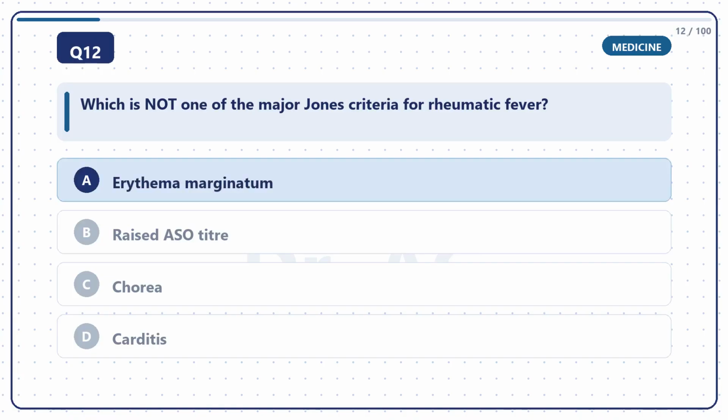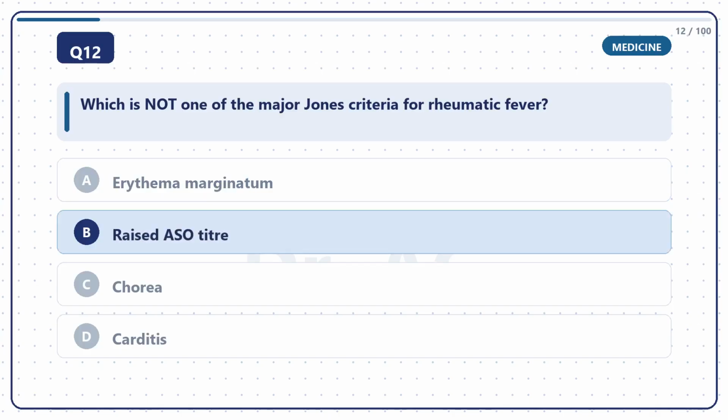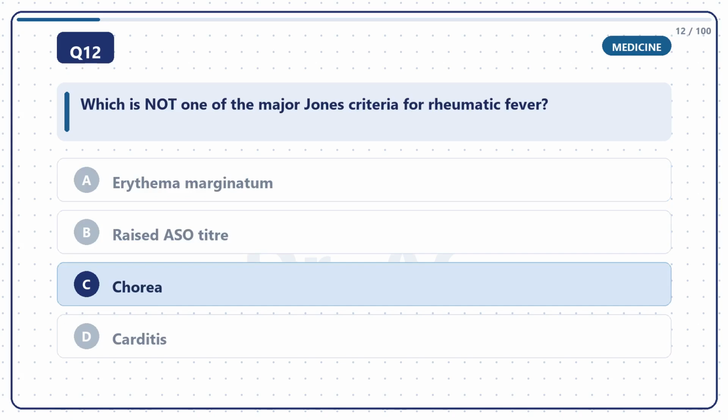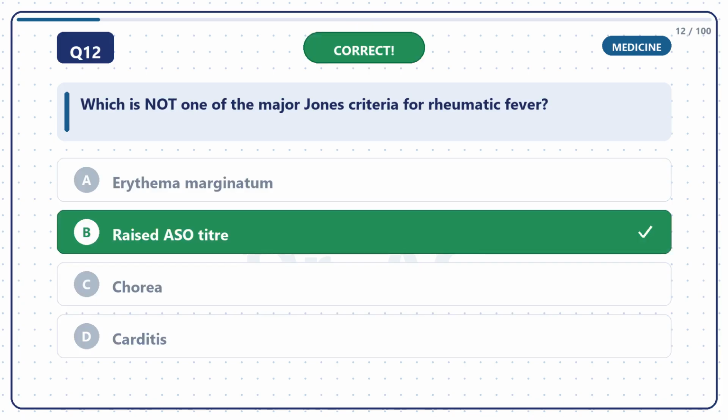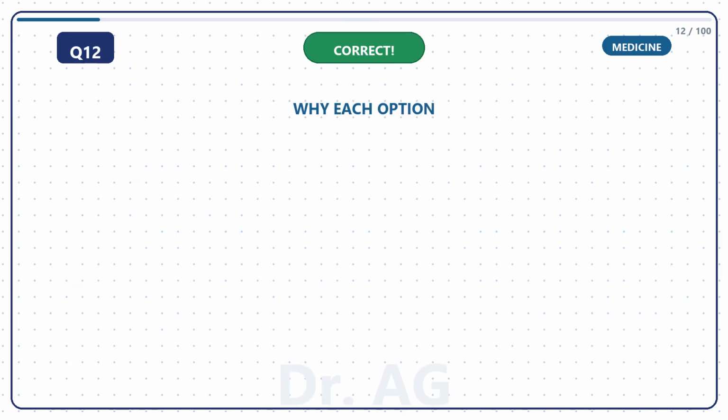Option A, erythema marginatum. Option B, raised ASO titer. Option C, chorea. Option D, carditis. The correct answer is option B, raised ASO titer. Let's go through the options.